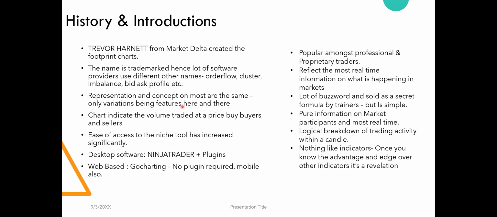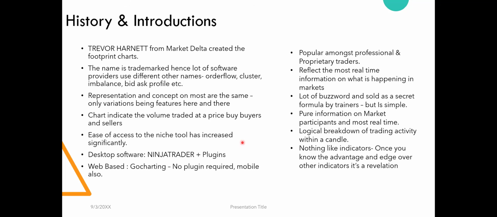There are different software which provide this kind of charts. It's not that only Go Charting does that. There are different software like Ninja Trader, etc. But where Go Charting scores above all of them, and I've used Ninja Trader and other platforms also, is, number one, it is web based, so I can access it from web, mobile, etc. You have a lot of other web based platforms, but they will not have order flow chart information. Number two, the templates are available.